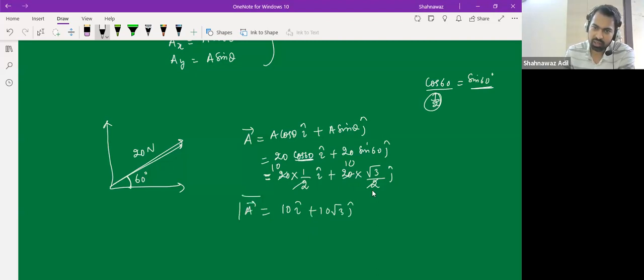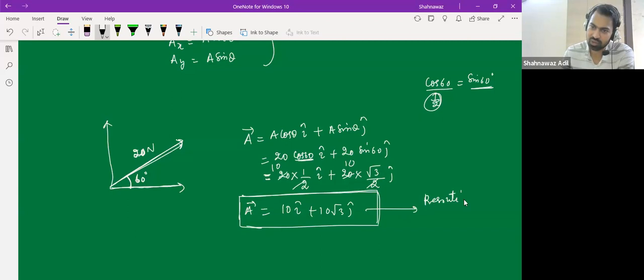You see that this vector was given with its magnitude and the angle with the horizontal, and then we write this vector in Cartesian form. So this is the idea of the resolution. And always remember that if you are writing cos theta, it goes only with the horizontal.